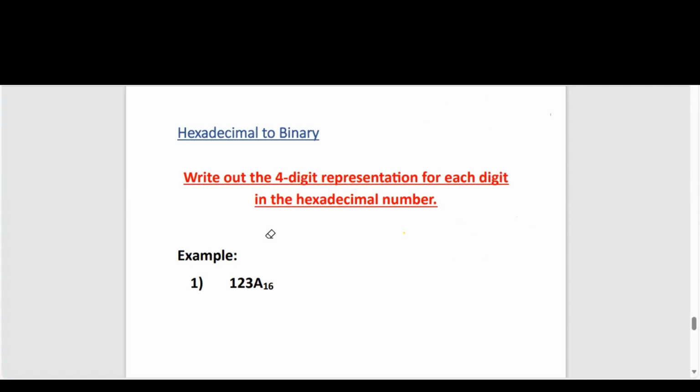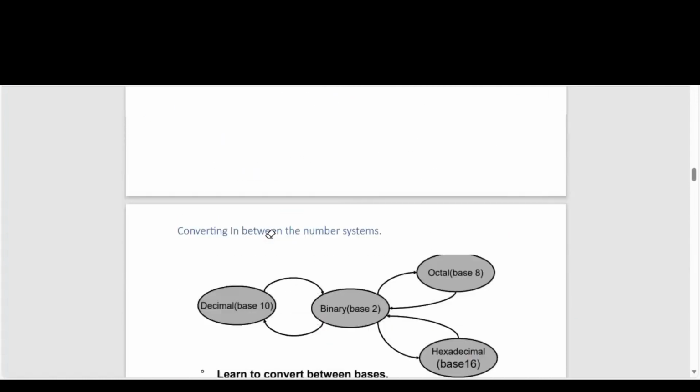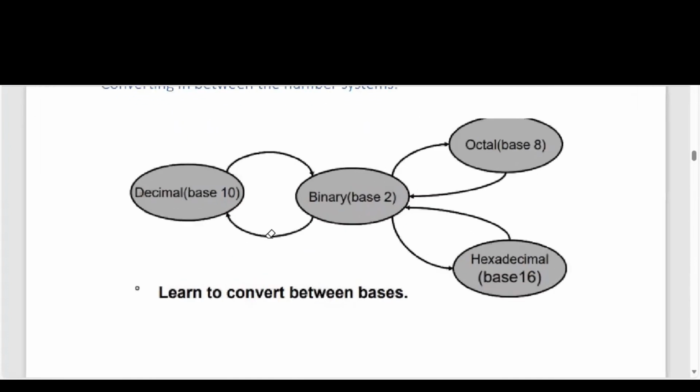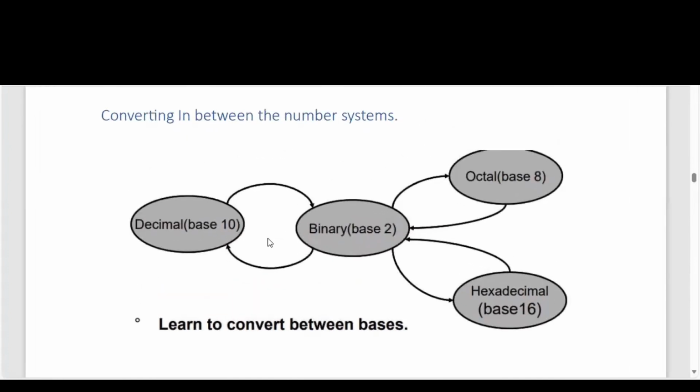Going from hexadecimal to binary. Remember I told you all, if you go back to the thing on top here, we know how to go from decimal to binary now. We know how to go from binary to decimal. Binary to decimal, you just use the table. I'll show you that as well. So octal to binary and hexadecimal to binary is what we're going to do now.